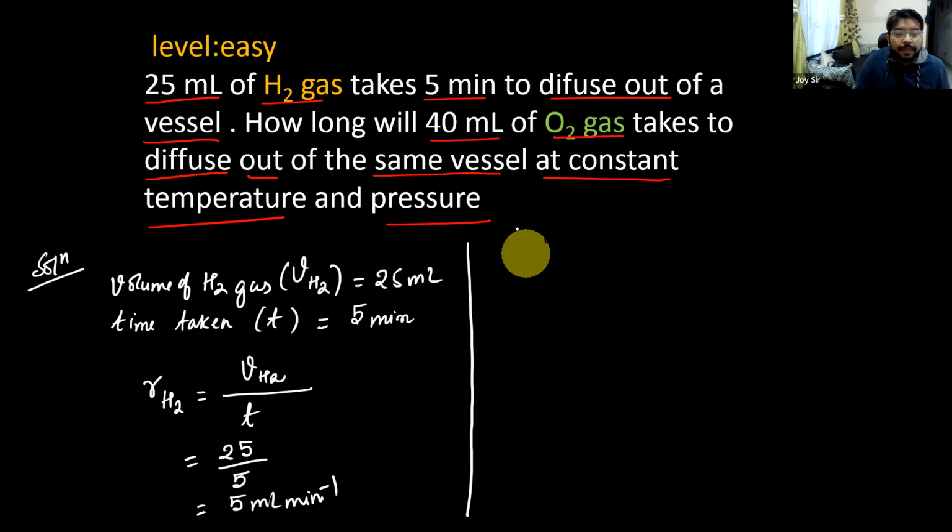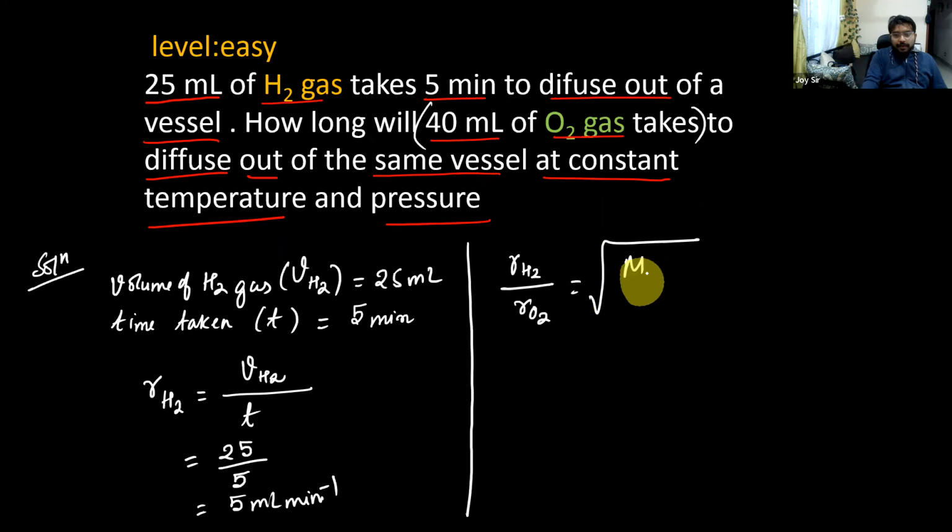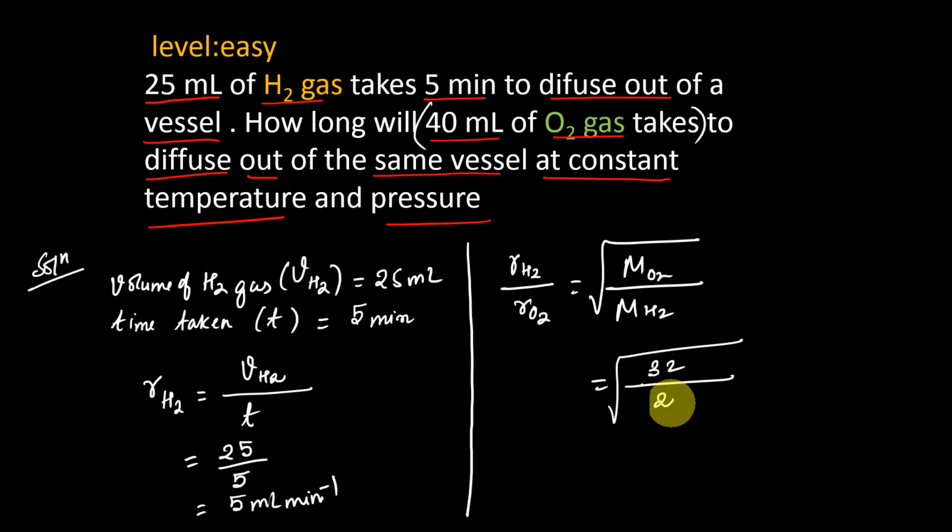Next, they have asked how long will 40 ml of oxygen gas take to diffuse out of the same vessel. Simple. So let us find out rate of hydrogen gas divided by rate of oxygen gas is equal to root over molar mass of oxygen gas divided by molar mass of hydrogen gas. What is the molar mass? Molar mass of oxygen gas is 32. Molar mass of hydrogen gas is 2.